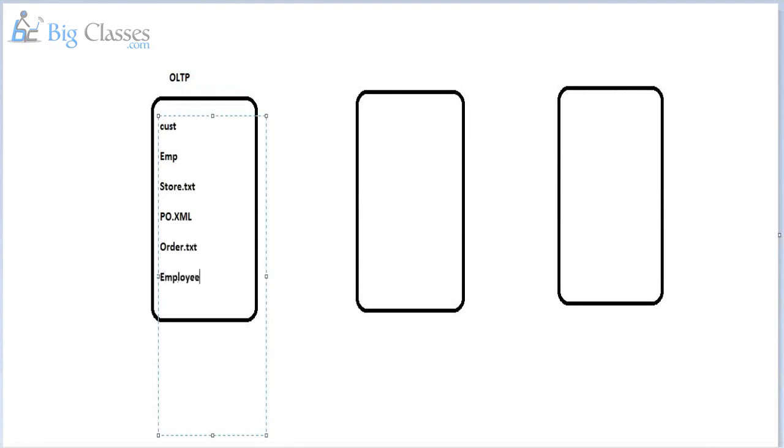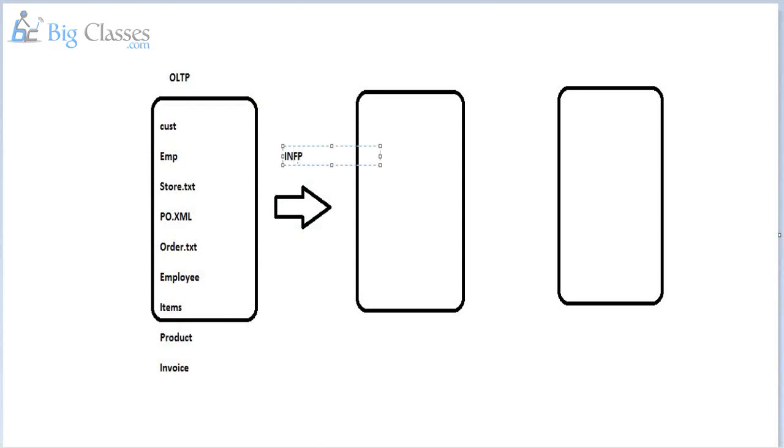So you have the employee table, and you have the items table, and the product table, and the invoice table. So these are all the different OLTP tables, which contain the transactional data. In the first stage, we'll use Informatica Powercenter as the ETL tool in order to get the data into the staging area.